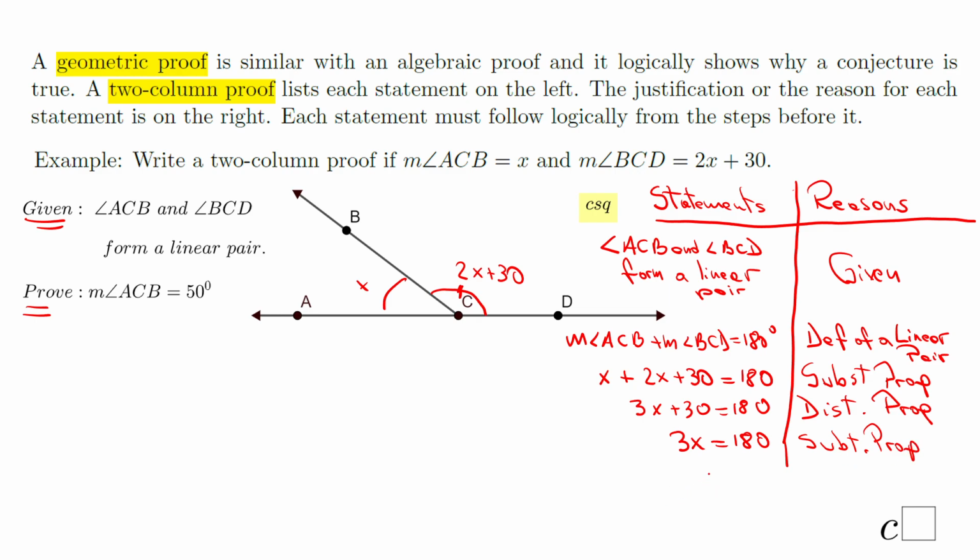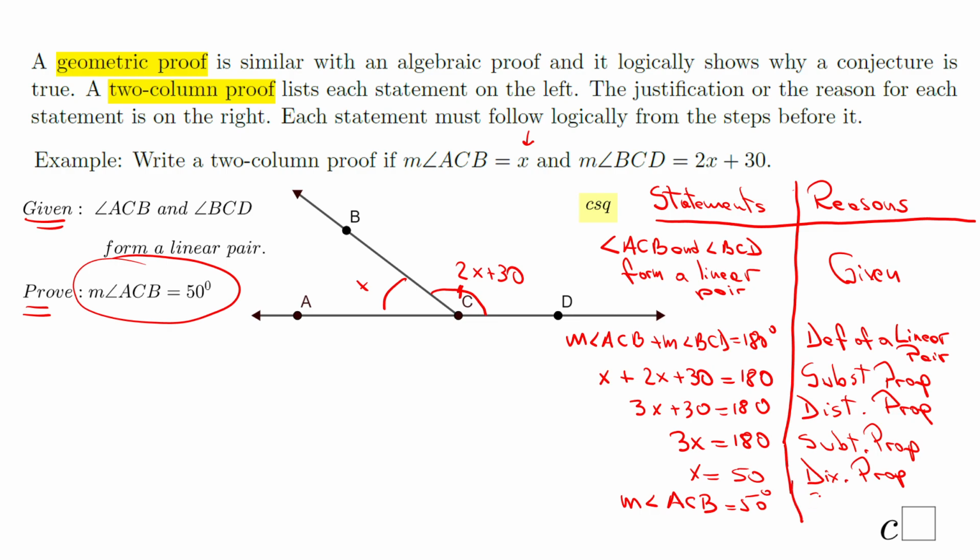And the last step to solve for x is x equals 50, where we do the division property of the equality. And we have one more step. Remember, you need to prove this guy. We need to go back and replace the x here with what we find out. Measure of angle ACB will be 50 degrees, and that will be substitution property.